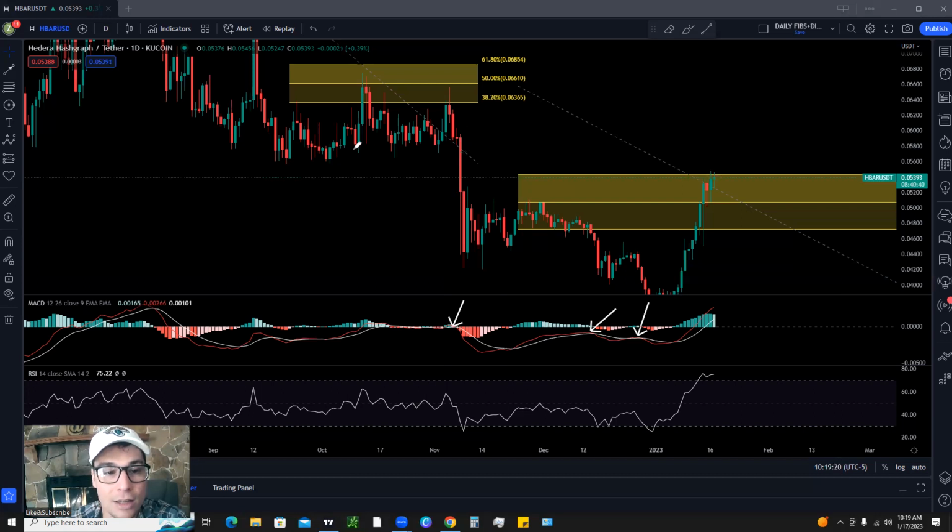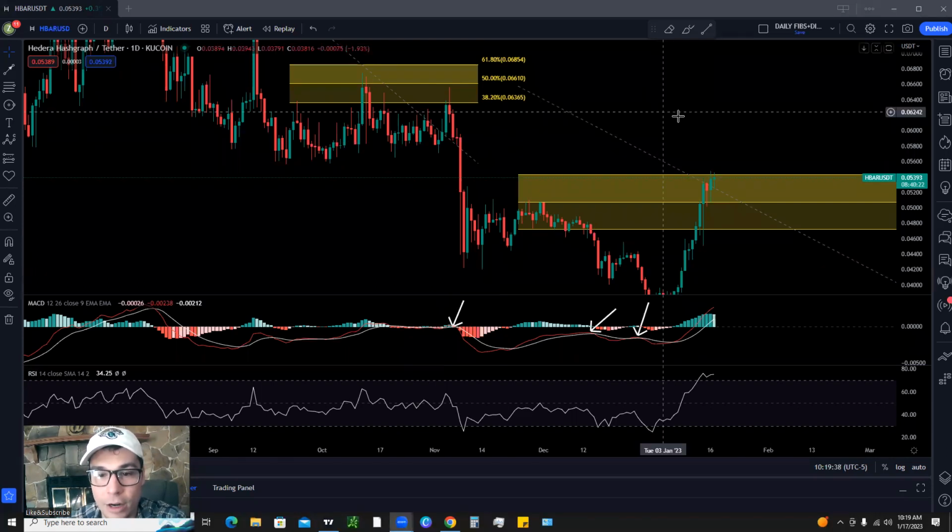Like let's say you bought in somewhere over here and you weren't able to sell up here, and you're wondering, hey, when should I sell? What if this thing is about to fall and break this nice little support zone that we have over here? Well, you can use that MACD sell signal, okay? And you can see the same thing over here as well, right?